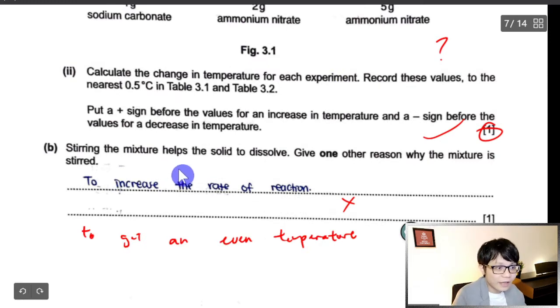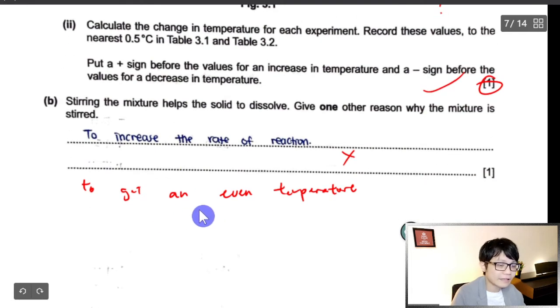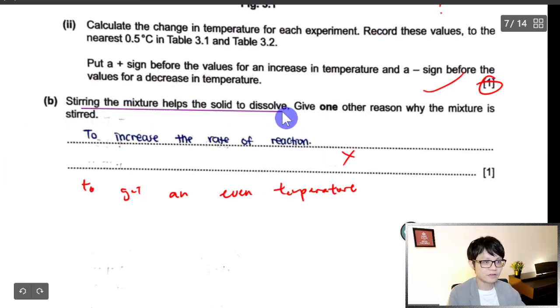Stirring the mixture helped the solid to dissolve. Give one reason why the mixture is stirred. Okay, to get an even temperature. So this is the answer in the marking scheme. But of course, to increase the rate of reaction is also correct lah. But because the question already says that stirring helps to dissolve the solid. Okay, give one other reason. So the other reason will be to get an even temperature.